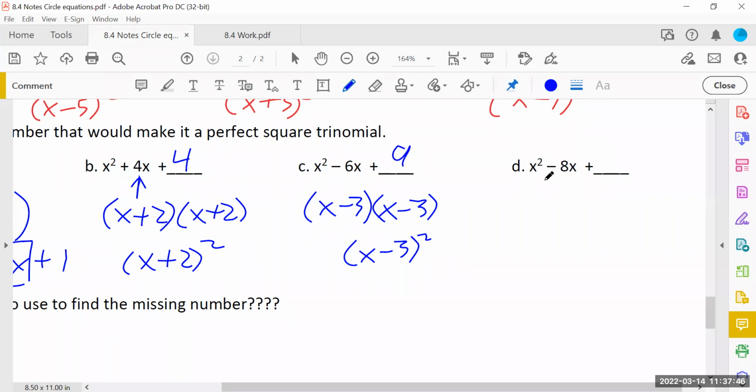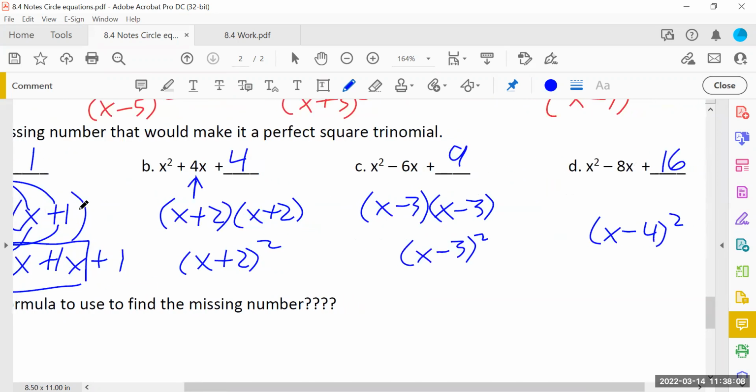So one more like that. What's half of negative 8? 4. And what's 4 squared? 16. So this would factor into x minus 4 squared. We may come back and talk some more about that in a little bit, but for now, we'll leave it there. As long as you've got this part, we'll do some more with that tomorrow.